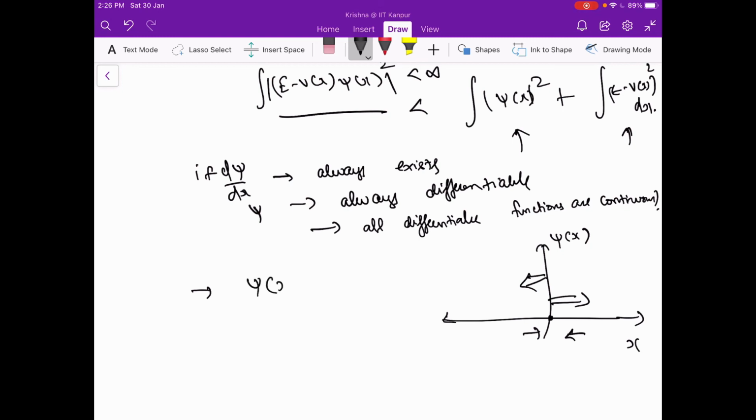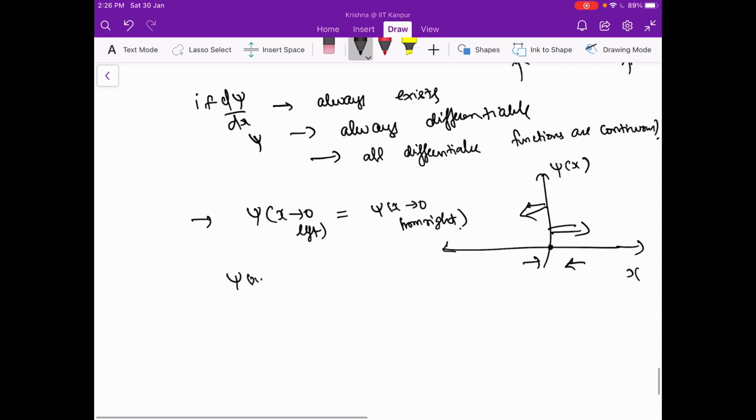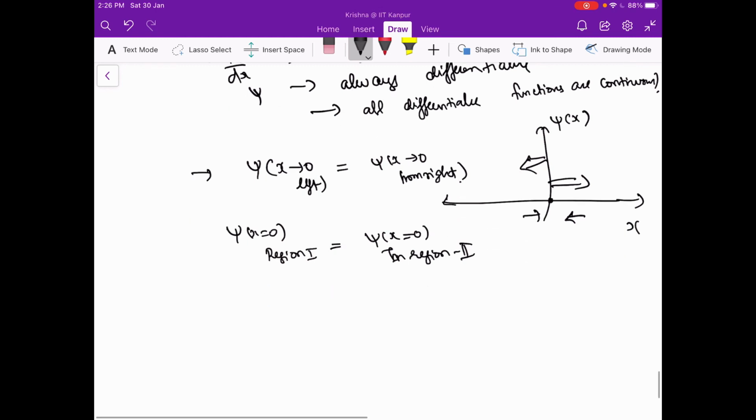So psi of x tending to 0 from the left should be equal to psi of x tending to 0 from the right. In the sense, psi of x equal to 0 in region 1 should be equal to psi of x equal to 0 in region 2. So this will be the first boundary condition that we will employ, that the wave function is continuous.